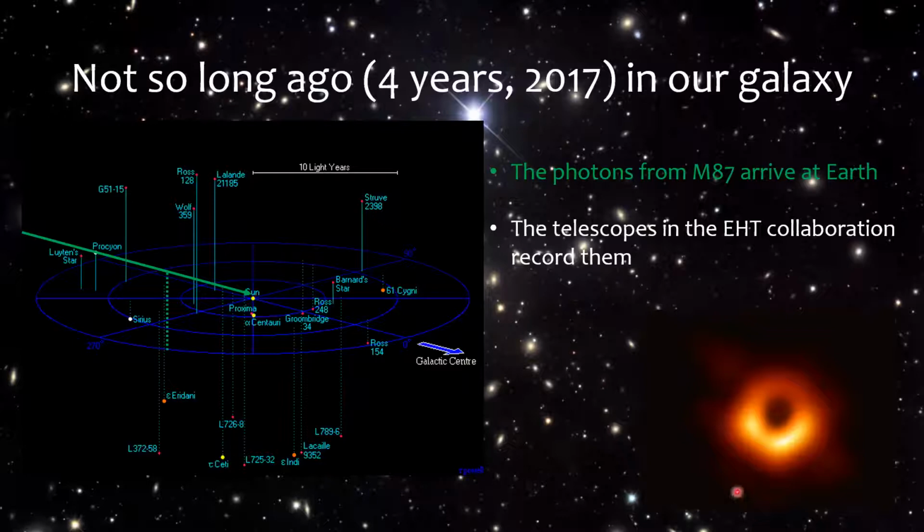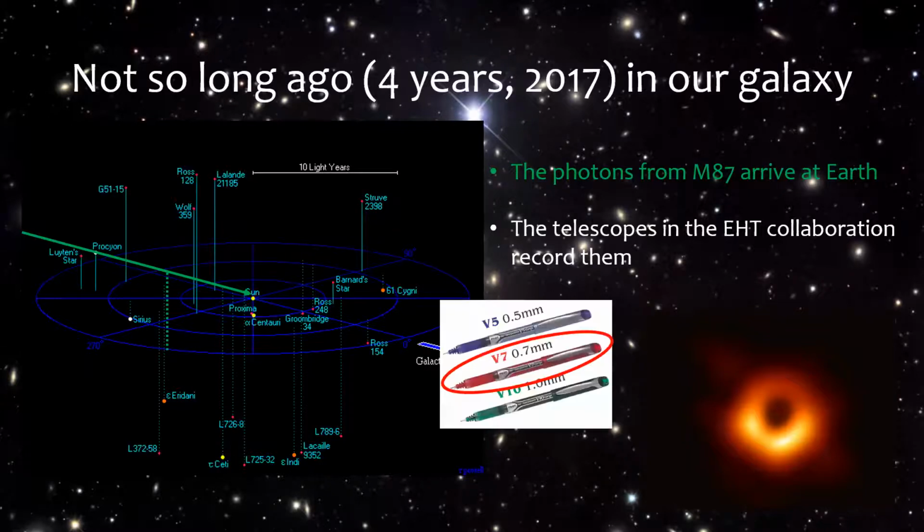The photon ring, that's here, has a diameter of 42 micro arcseconds. This is about 24,000 times better than Hubble can see. This would be equivalent to resolving something that's 0.7 millimeters across, like the tip of a mechanical pencil, from a geostationary satellite above the Earth.